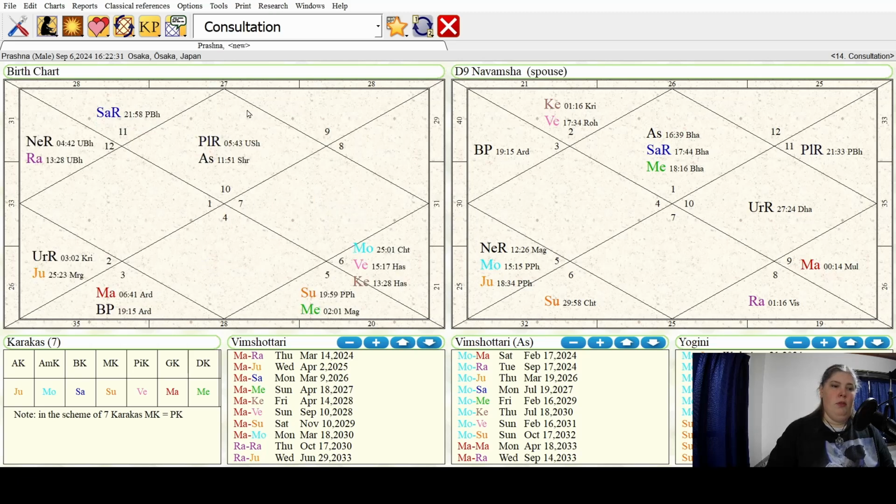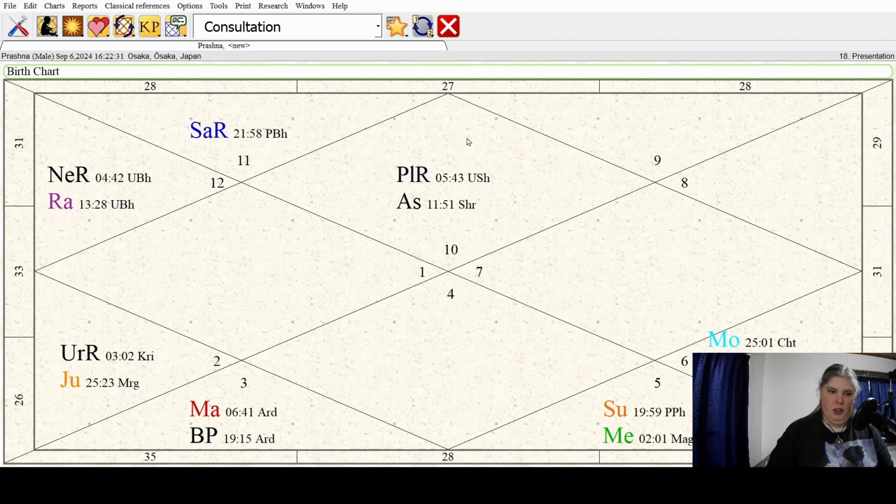So, I made the ascendant back to where it belongs. Now, let's go to a bigger screen for me to show you the next 2, since we don't need the Navamsa anymore. Okay, so for the next ones, we're going to be talking about those Jaimini padas I mentioned in the previous video. So, with this, we're first going to talk about the Upapada.